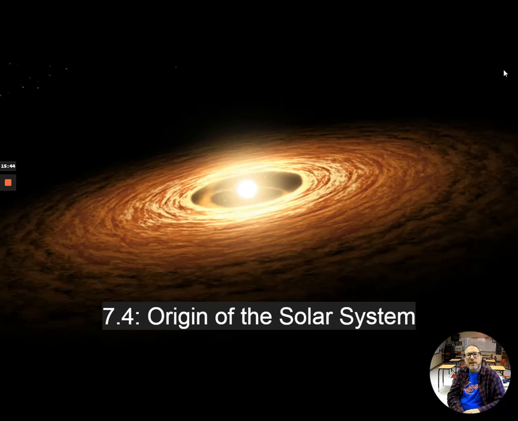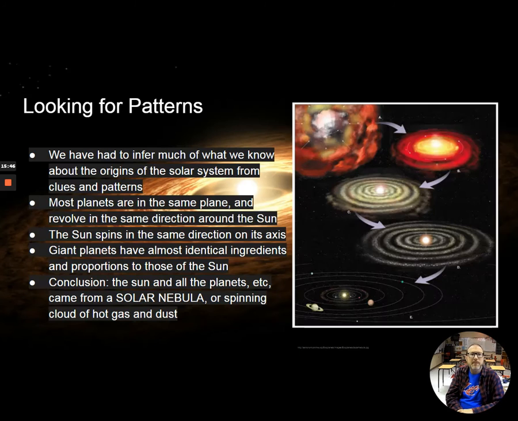Last section is section 7.4, origin of the solar system. Of course, one of the things about the origin of the solar system, if it happened 4.4 billion years ago, we didn't have any eyewitnesses or historical accounts, since we haven't been around anywhere near that long. And so when we try and figure out how the solar system came to be, what we have to look at is the present state of things. And we have to infer and work backwards based on the evidence we have to try and determine what could have caused it to work the way that it works.